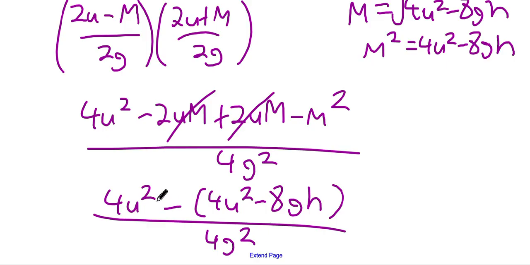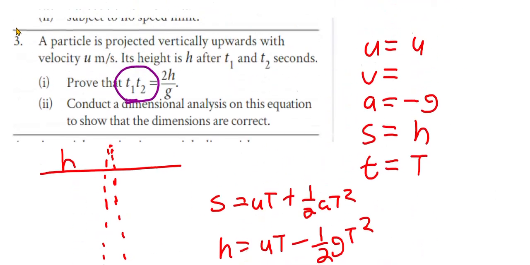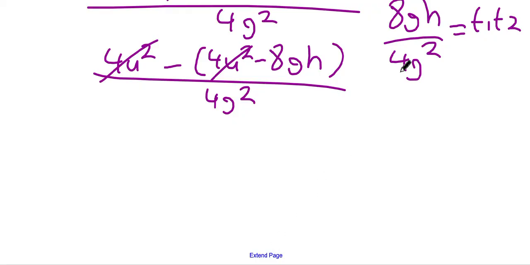And what's going to happen? The 4u squareds are going to take a hit. The 8gh is going to pop out. The 8gh is divided by 4g squared. And that is t1 multiplied by t2. And what does it want us to do? 2h over g. I'll take that. Just divide it by 4 and get rid of one of the g's. And t1 by t2 is 2h over g.